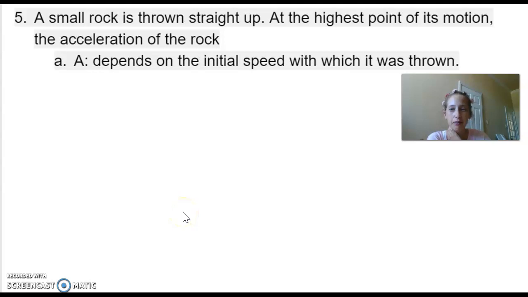Okay. Number 5. The rock is thrown straight up. So we go straight up and then straight back down. No horizontal velocity or horizontal acceleration, just vertical. And we're wondering, at the highest point up here, what does the acceleration depend on? I think this one's wrong.